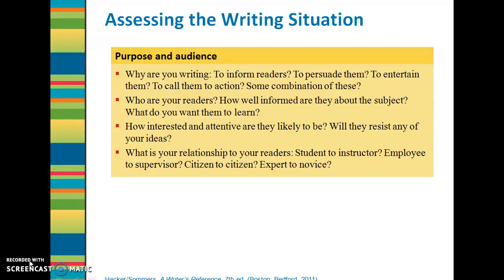You'll definitely want to know who your readers are. How well informed are they of the subject? And what do you want them to learn? So your readers, are they educated? Do they have some similar interests in this topic? And what's their stance? Do they agree with you on the issue? Are they a hostile audience?